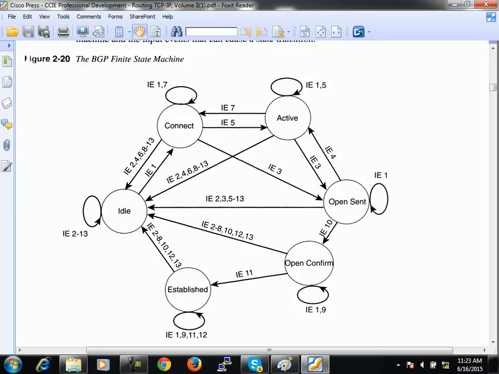In established state, if any input event occurs between 2 to 8, or input event 10, or input event 12, or input event 13, if any one of these input events occurs, remember your BGP peering will go back from established state into idle state. So I hope you have understood the meaning of the finite state machine.